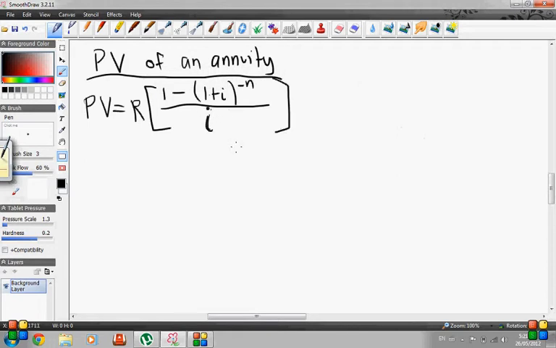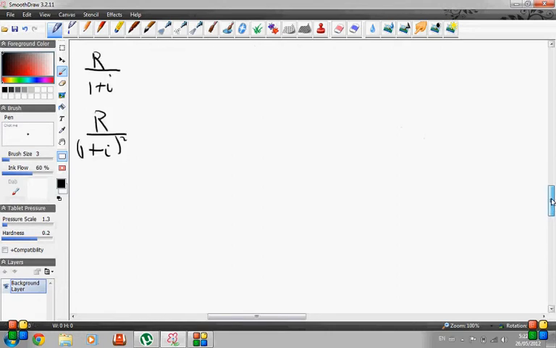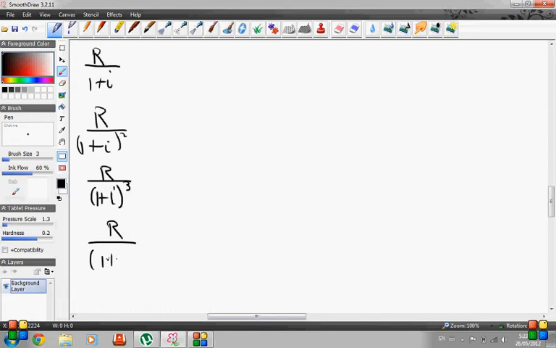So let's write down the sequence again for the present value of an ordinary annuity. For year 1, you have your periodic payment divided by 1 plus I, which is your interest rate. For year 2, you have R divided by 1 plus I squared. Scroll down a bit here. For year 3, you have R over 1 plus I to the power of 3, all the way up to R over 1 plus I to the power of N.